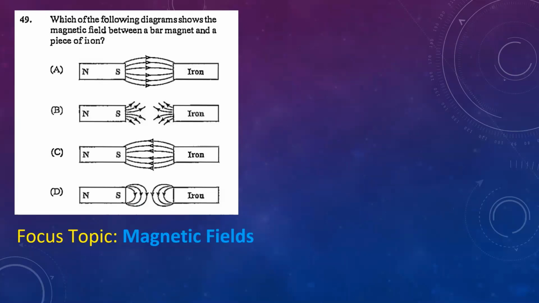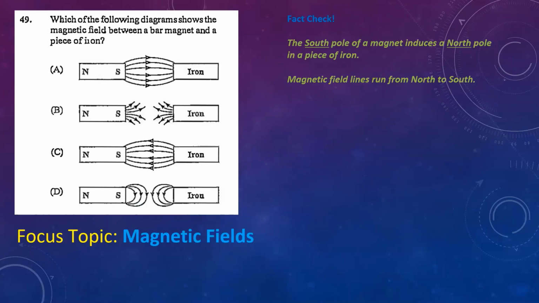Number 49, which diagram shows the magnetic field between a bar magnet and a piece of iron? Now, whenever a piece of iron is placed near to a magnet, it's going to induce a pole in the piece of iron. And we know that magnetic field lines run from north to south. So that would make our answer C.